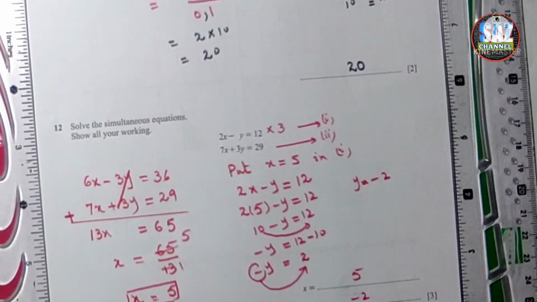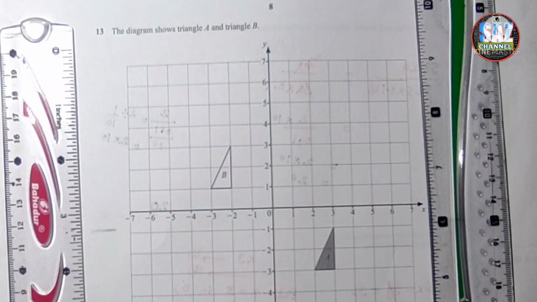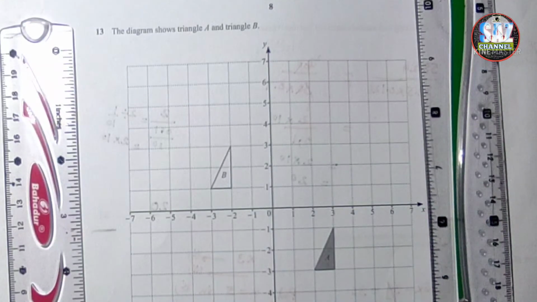Students, this is one of the compulsory and important parts of your O-level examination, Maths Paper 1, so you should have a good command of this concept. Let's move to the next question. The next question is about transformations. The diagram shows triangles A and B.